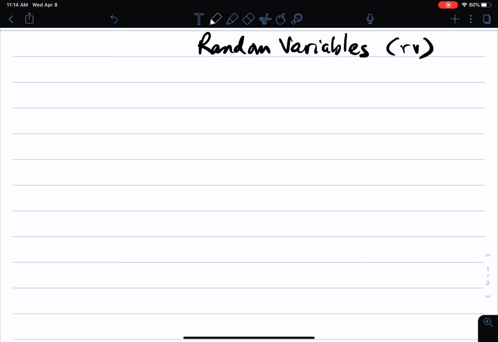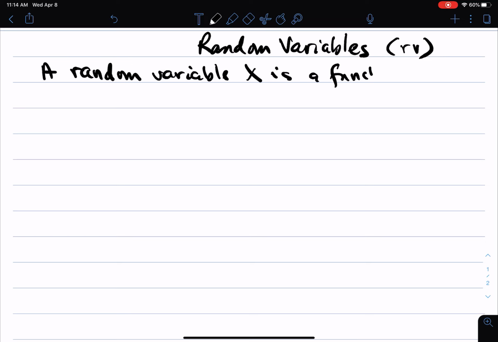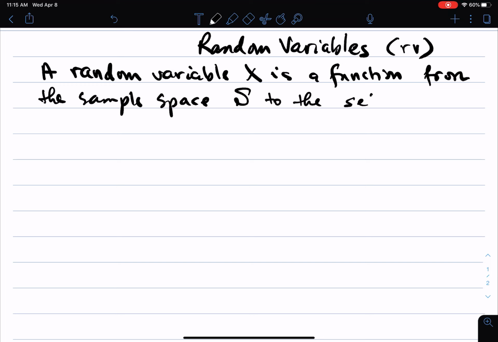It's really a function. A random variable x is a function from the sample space S of an experiment to the set R, all real numbers. In other words, x is a function from S to R here.